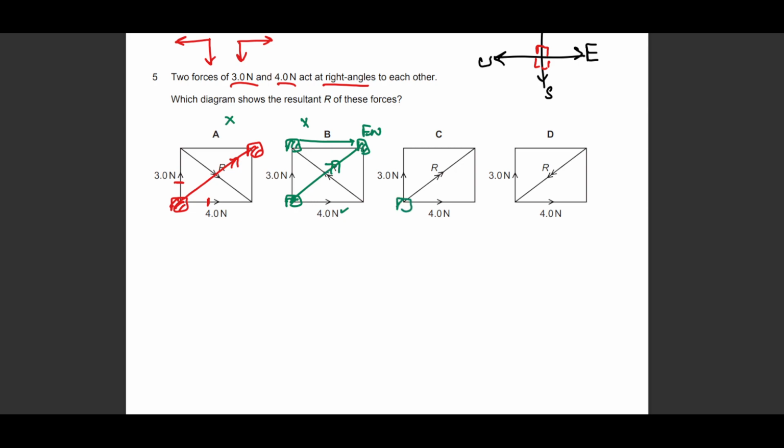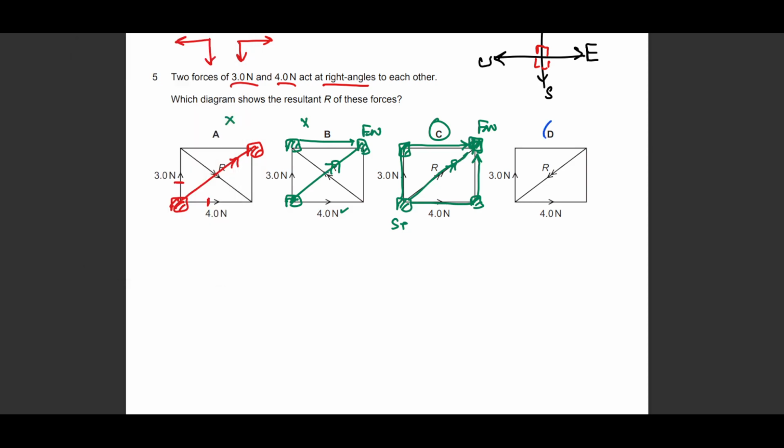So option C looks promising. First, the object goes to this side. Again, there is no compulsion, you can start with 3 Newtons as well. Goes to this side, then 4 Newtons makes it go there, and then 3 Newtons makes it come over here. So our starting and ending points are in the same direction as our expected direction. So option C is the best answer.